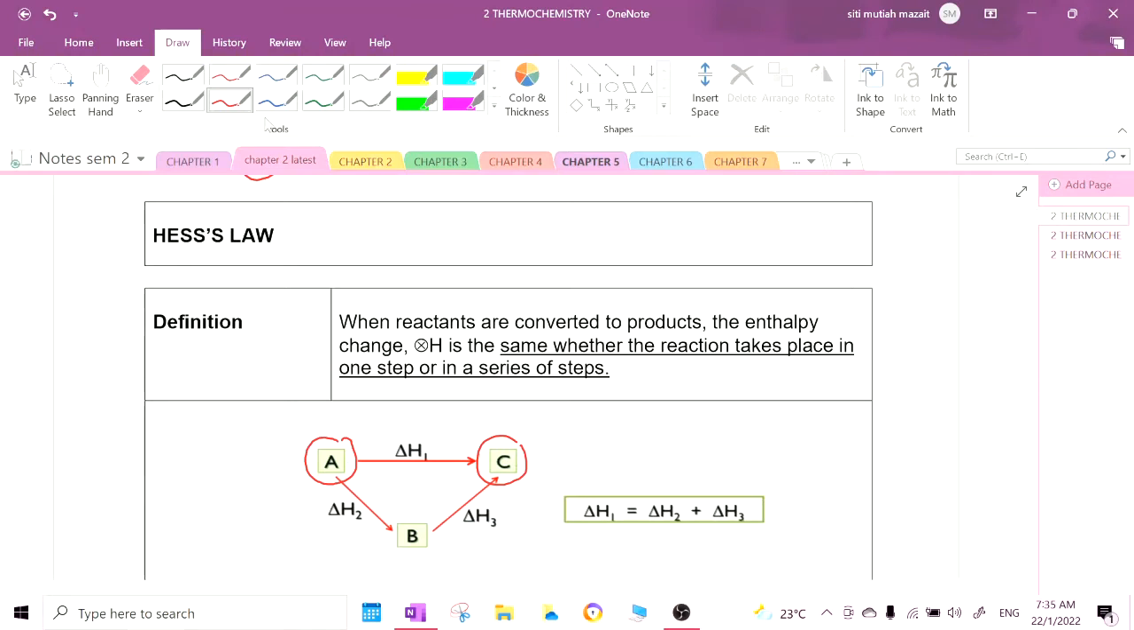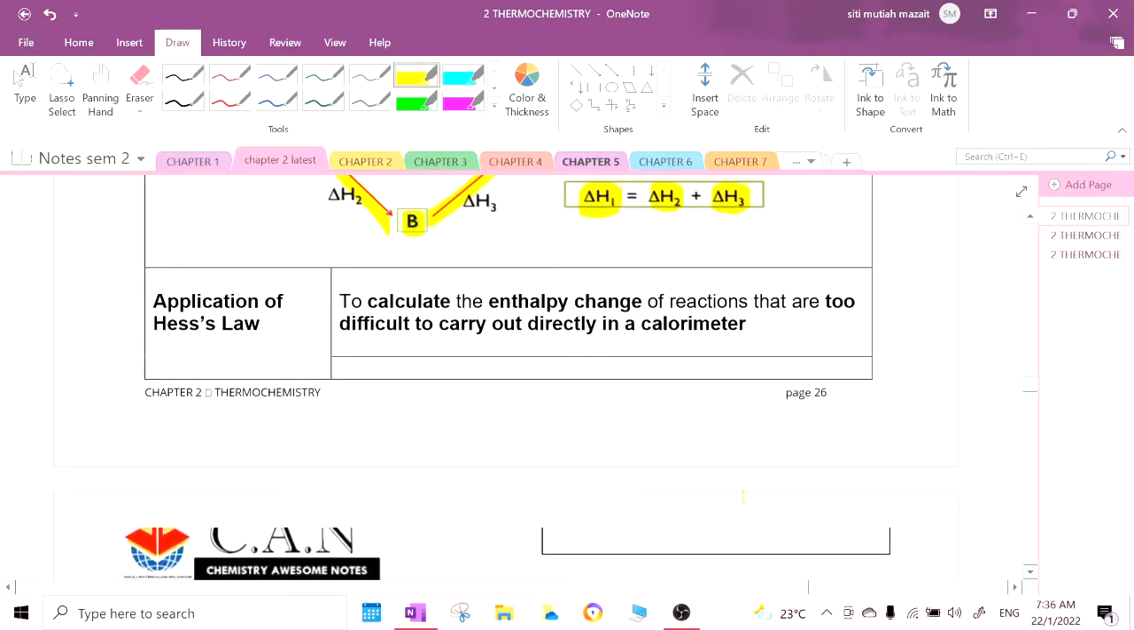So you can go first directly. A becomes C is delta H1, or you can go for a series of steps, which is A becomes B and B becomes C. So they have two steps here. So if you want to get delta H1, it means that delta H2 will add with delta H3. Okay, so application of the Hess law.